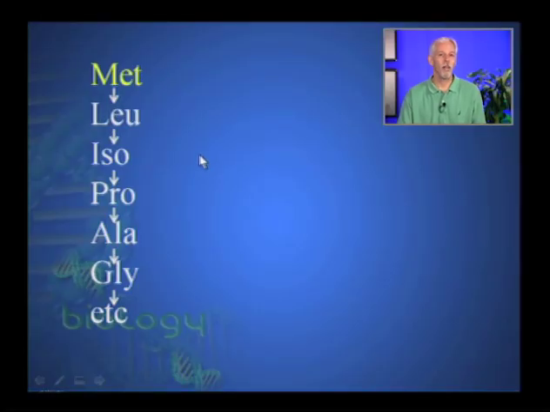So if I was requesting from a researcher what is the primary structure of a protein, they wouldn't send me a three-dimensional model of the protein. What they would send me is the amino acid sequence. So perhaps it's methionine followed by leucine, followed by isoleucine, proline, alanine, glycine, and so on and so on. That's the primary structure, the amino acid sequence. It's really not showing me a three-dimensional structure. It's the sequence that is actually the structure. So that's a little hard sometimes to wrap your mind around, but that's an important idea. So primary structure is a reference to the amino acid sequence.